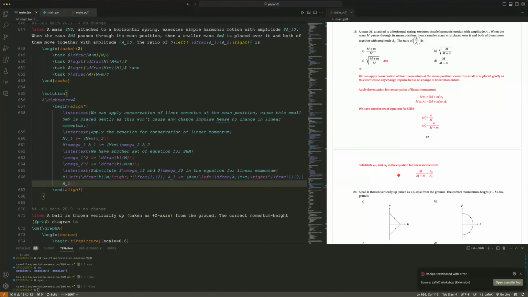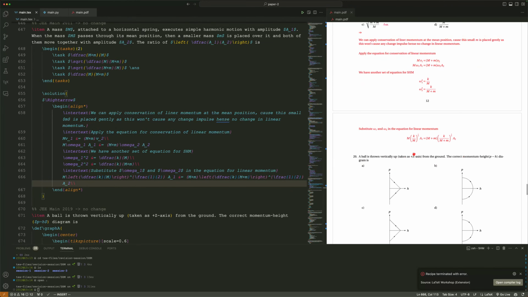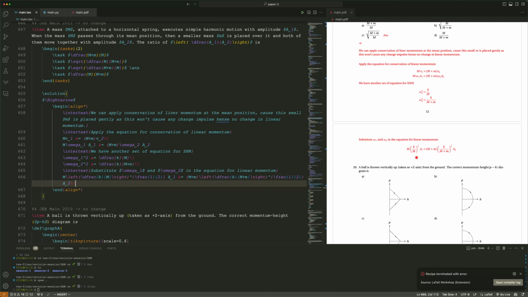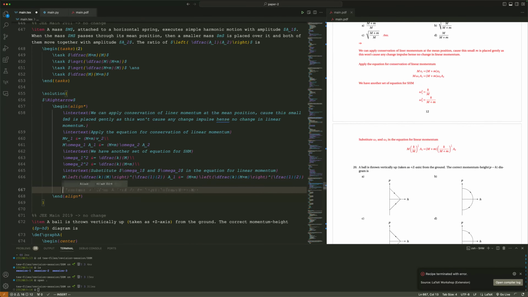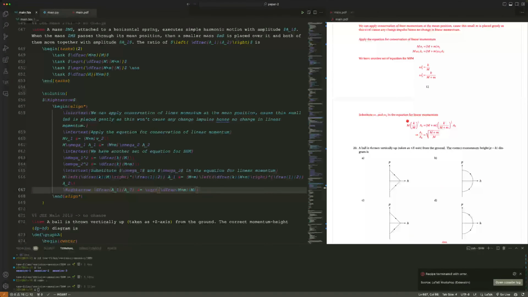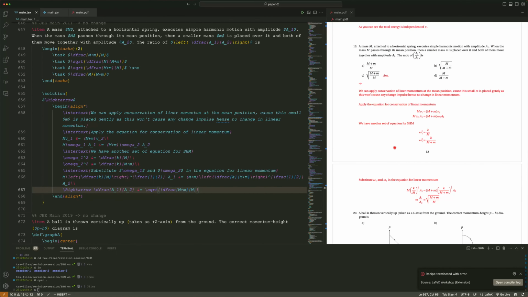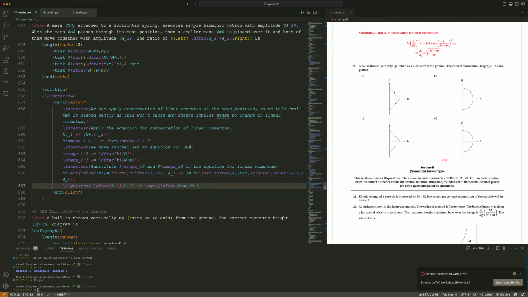Let's continue with this one. So yeah, m times k by m cos square a1, and then we can proceed, a1 by a2 is the square root of, yes, the ratio of a1 a2. So yes, this is the correct solution. We just applied the conservation of linear momentum, and then we put in the value of omega, and this is how we solve this out. So let's move on to another question, which is 20.